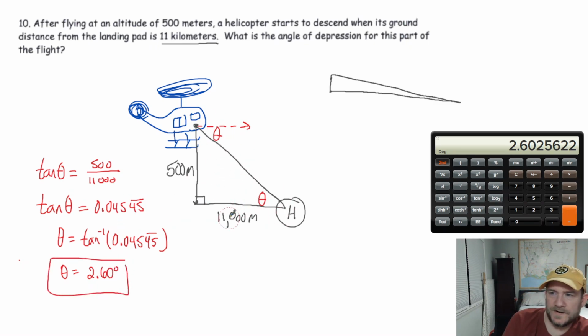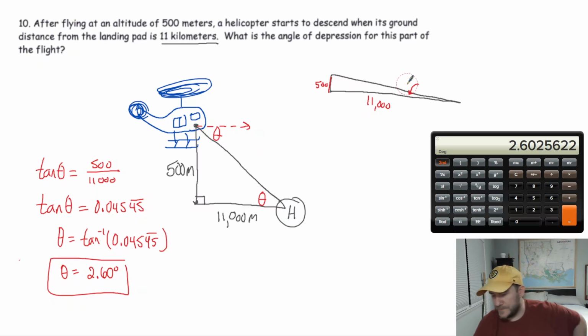All right, again, if you're looking at this picture, then no, this answer makes no sense. But if you're looking at this picture, we've got 500 as a small little vertical change compared to 11,000 as a super long horizontal change, then having this be only 2 degrees, that makes sense. That feels right. Don't freak out about it. Anyway, that's 10. I think we're done.